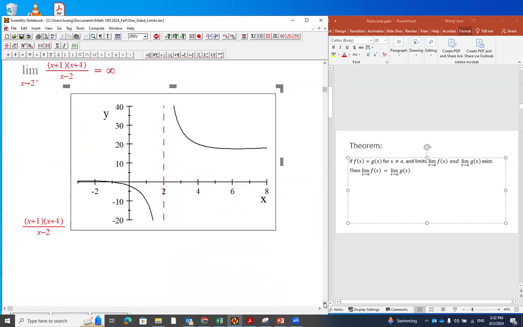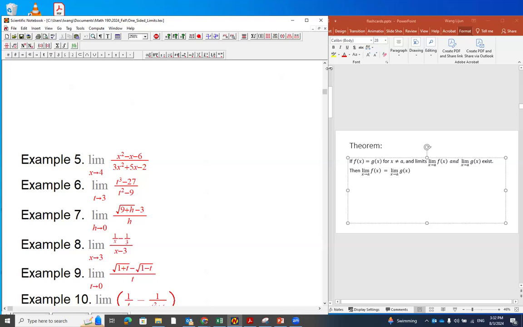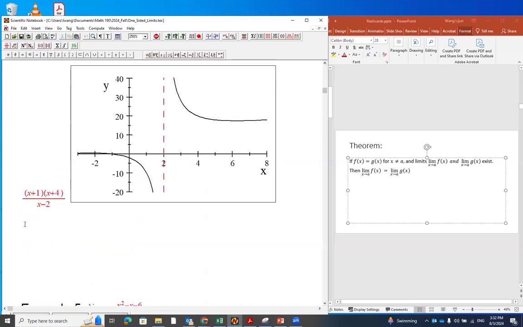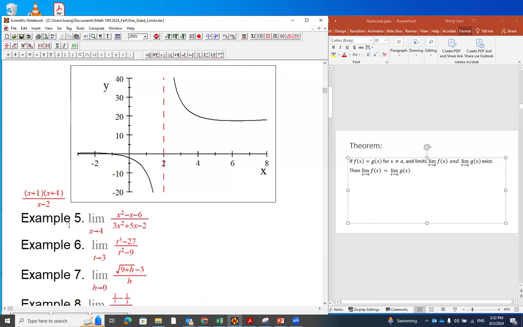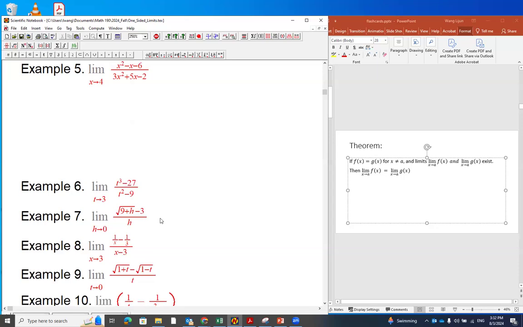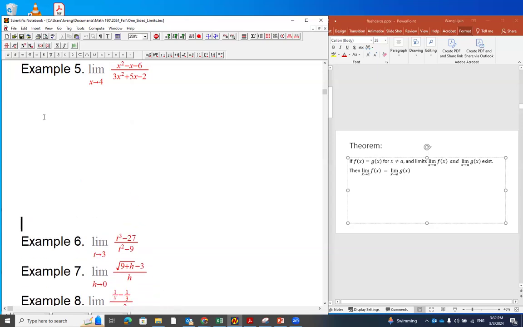So you can see in our examples, some have limits, some don't. And we have to use our algebraic skills and the definition to analyze. So let's look at the next one, example number 5. I don't want to make this too long. So at a certain point, we're going to stop and we're going to continue on the next episode.